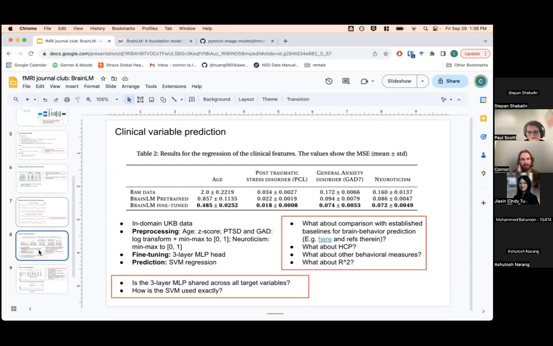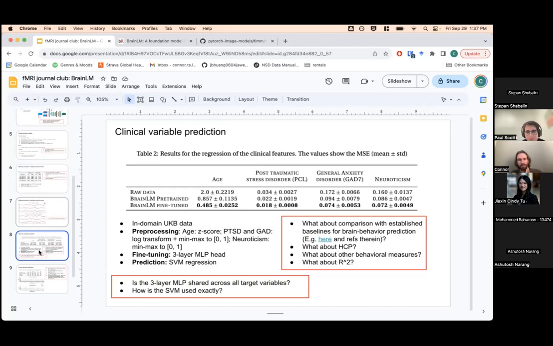And so they do a small evaluation of this kind where you leverage the model's intermediate representation to predict some of these variables, subject level variables of interest. So they consider age, a score on a PTSD questionnaire, anxiety disorder scale, and a neuroticism scale. In general, these values are mean squared error, and all of the variables they're trying to predict have been normalized to around the range of 0 to 1.